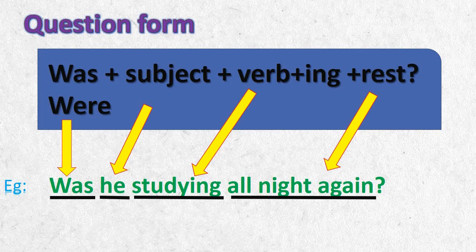Look at the example question. Was he studying all night again? So the relevant be verb is was, subject he, verb plus ing, studying. The rest is all night again.